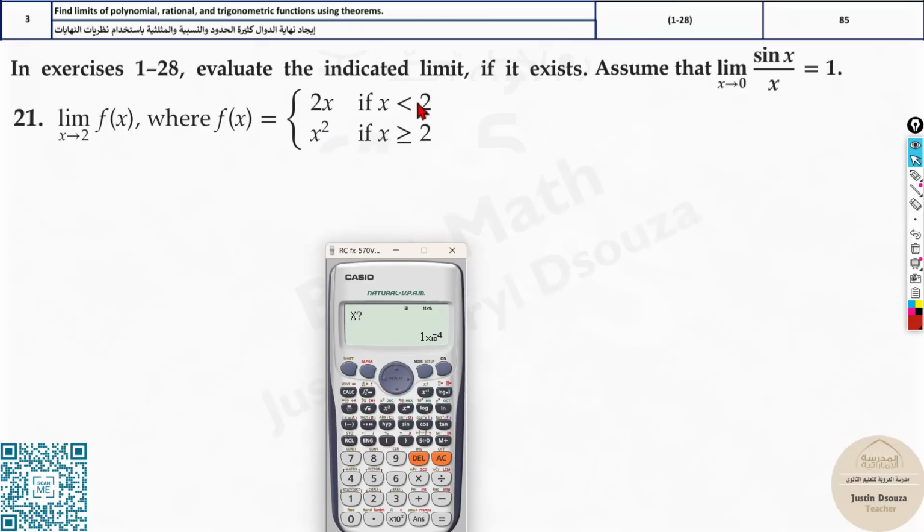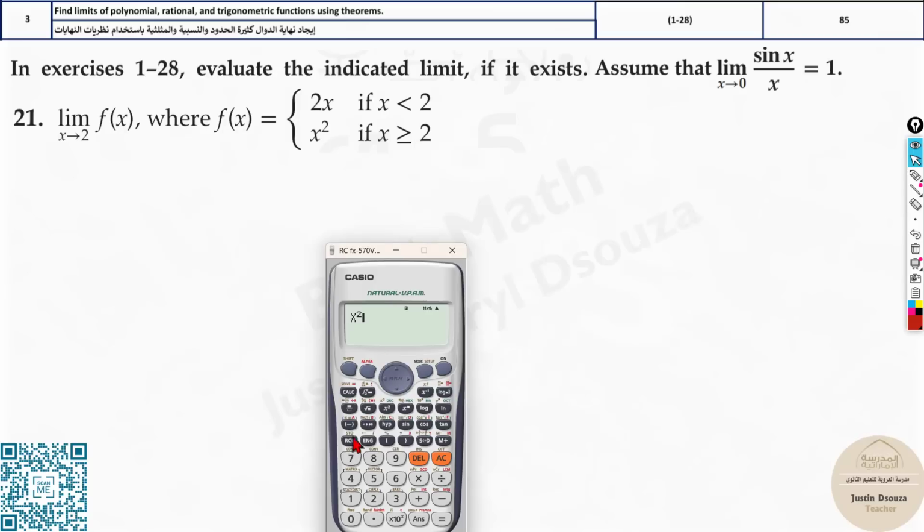Now calculate this. I'll take it as 2 itself, okay? But understand it should be less than 2. What is the value? 4. Now don't use the same equation. Change the equation. What is it? From 2 to x squared.